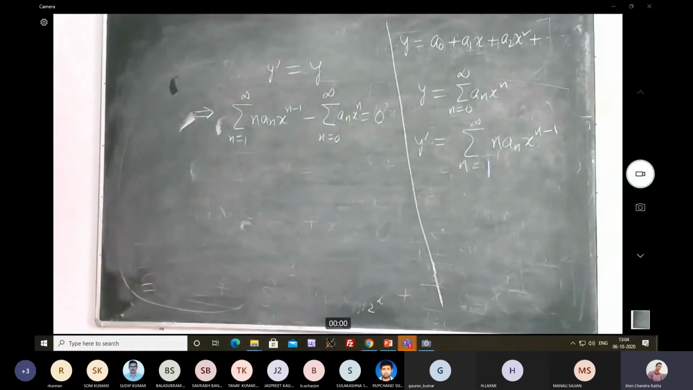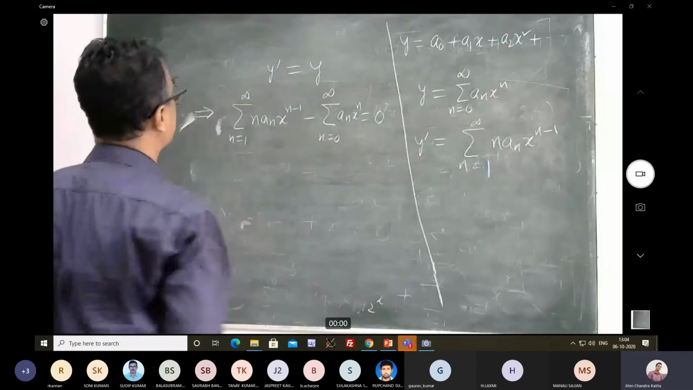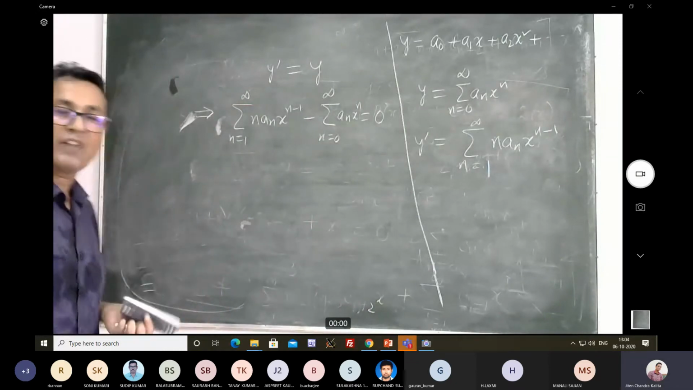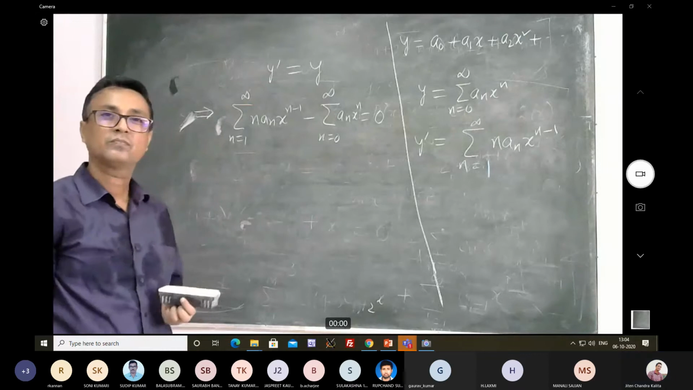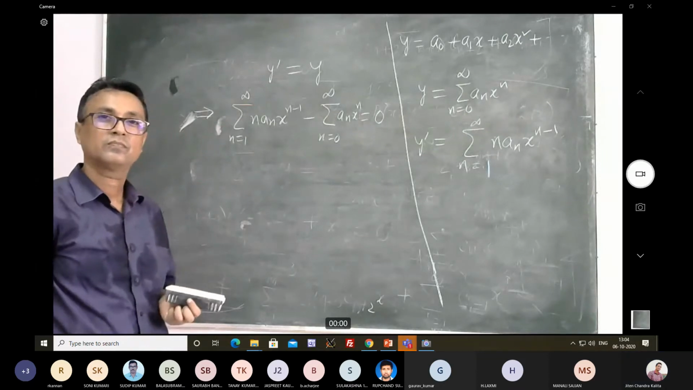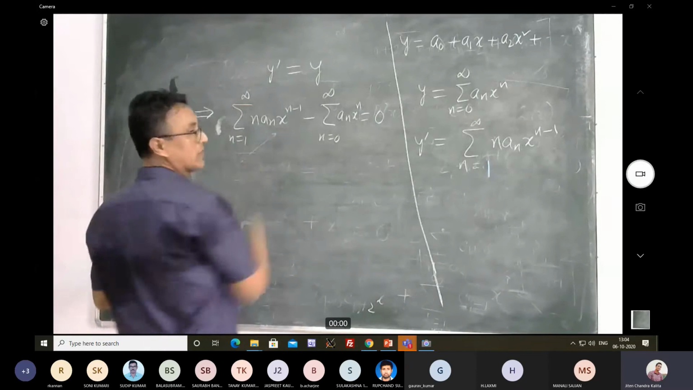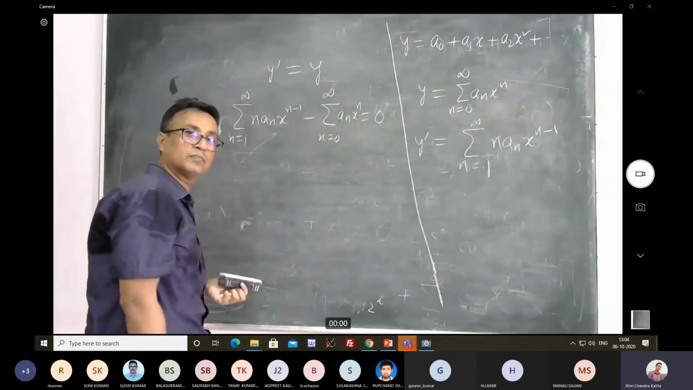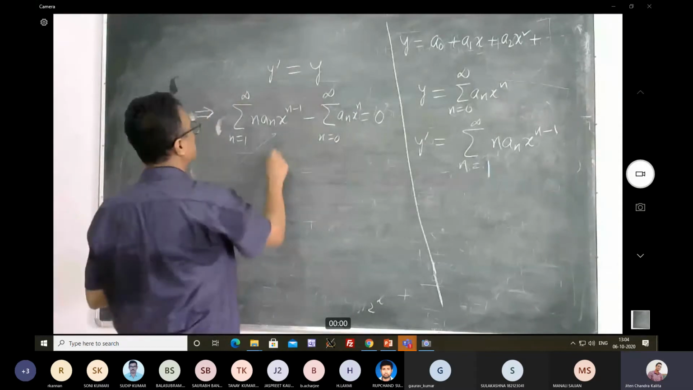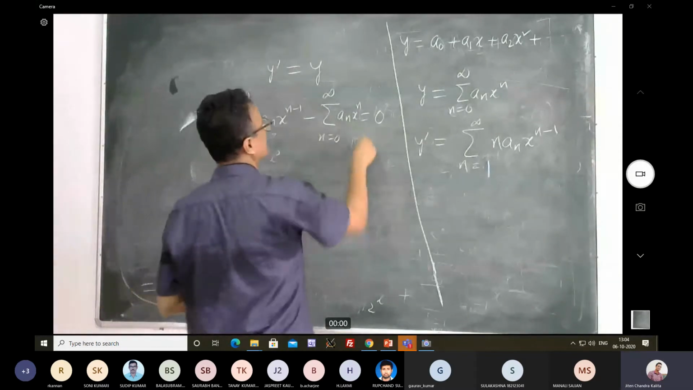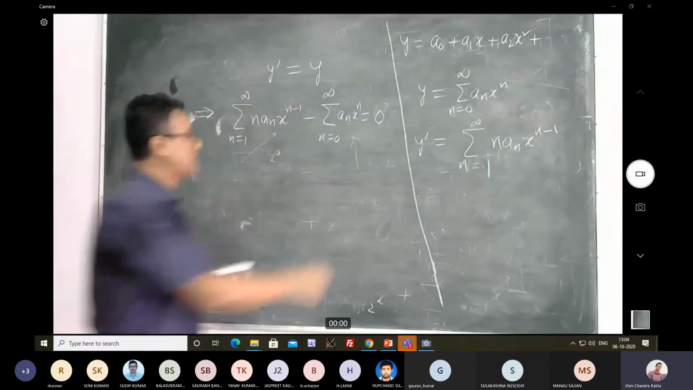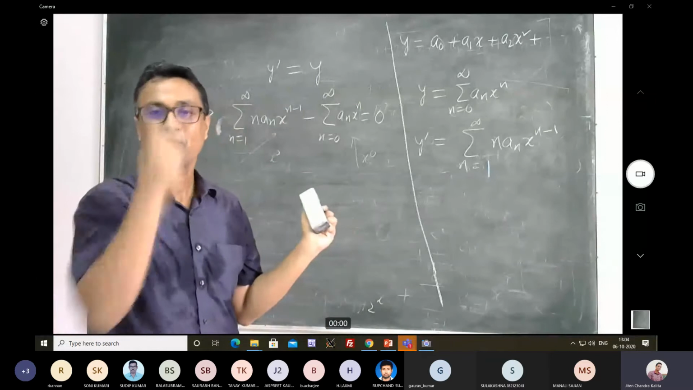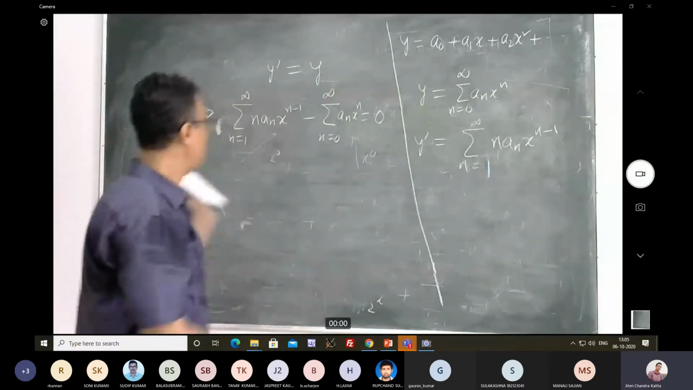Now let us look at the two individual series. They start from what power of x? This one starts from x to the power 0, and this one also starts from x to the power 0. So that means we don't have to take any terms out.